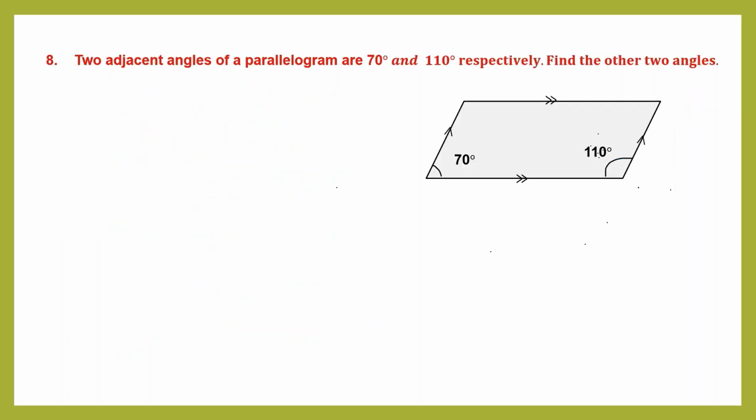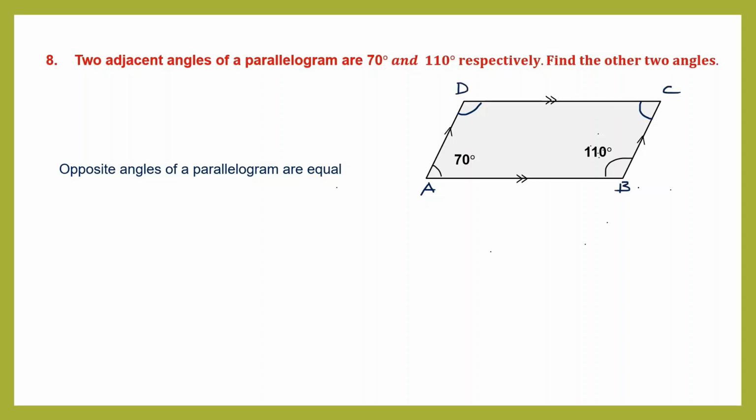Question 8. Two adjacent angles of a parallelogram are given to us, 70 degrees and 110 degrees. Find the other two angles. Now this is easy, isn't it? Because in a parallelogram, the opposite angles are equal. So this will be 70 because it's opposite 70 degrees, and this will be 110 because it's opposite that angle. So here opposite angles of a parallelogram are equal. So let's name these angles. So A, B, C and D.